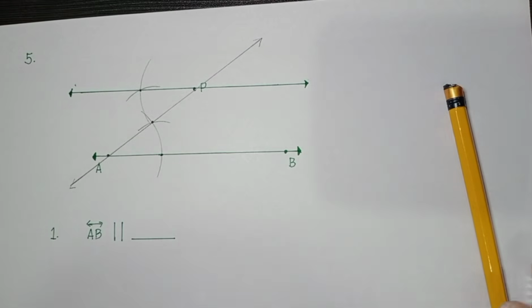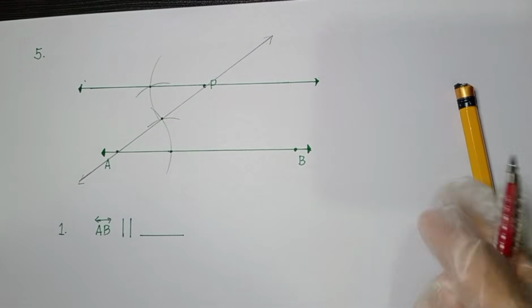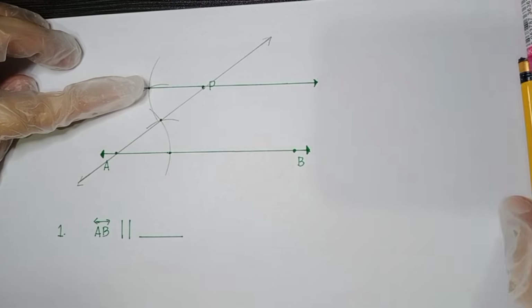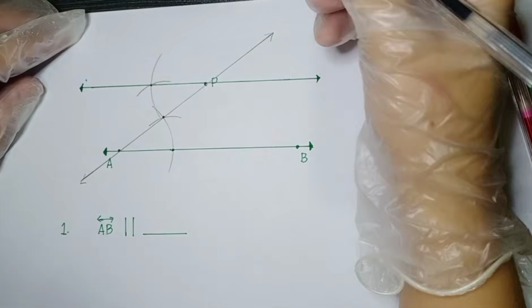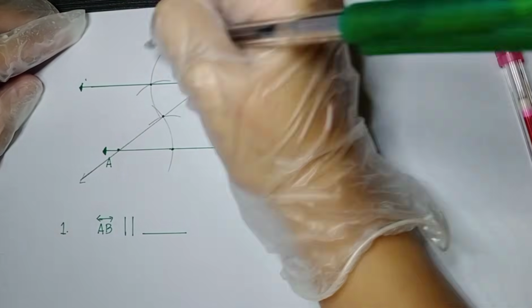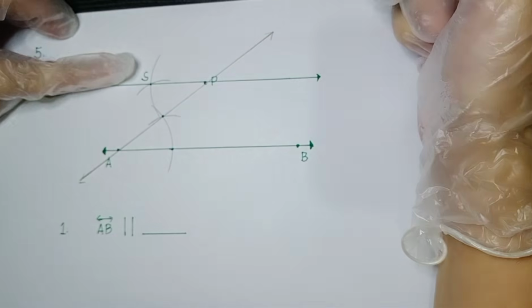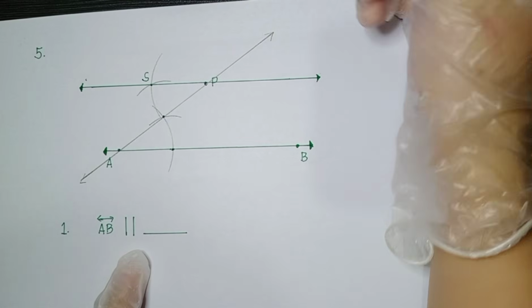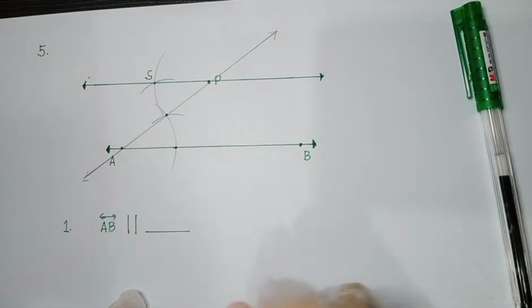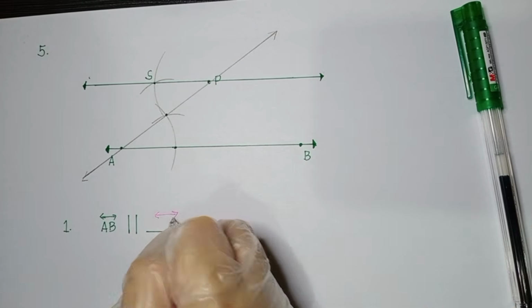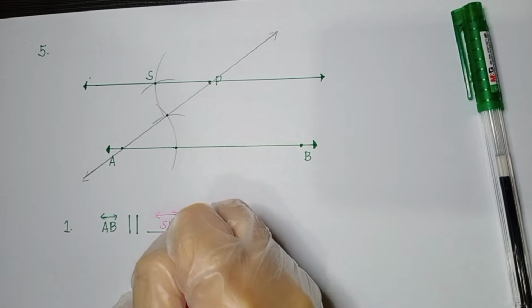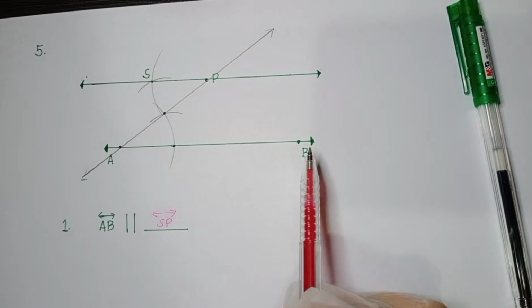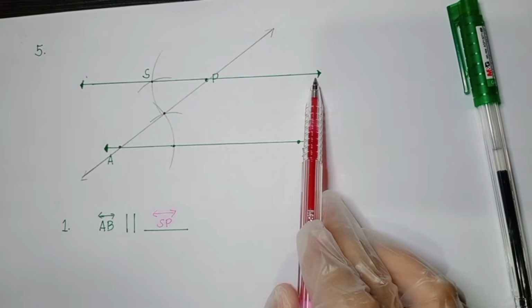Okay. So, we now have... Okay, so let us name this point. Pangalanan natin siya as point, let's say, S. Okay. This is point S. Okay, so let us complete this. Line AB is parallel to line SP. Okay, so line AB is parallel to line SP.